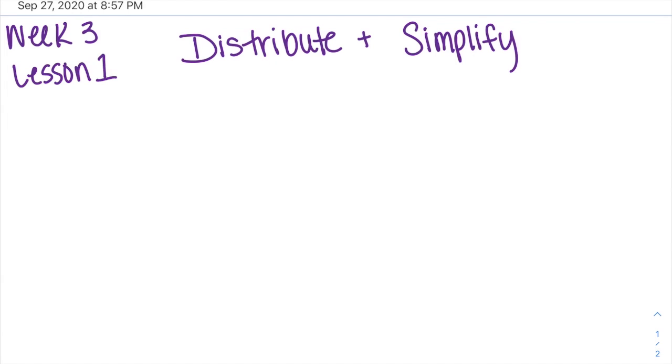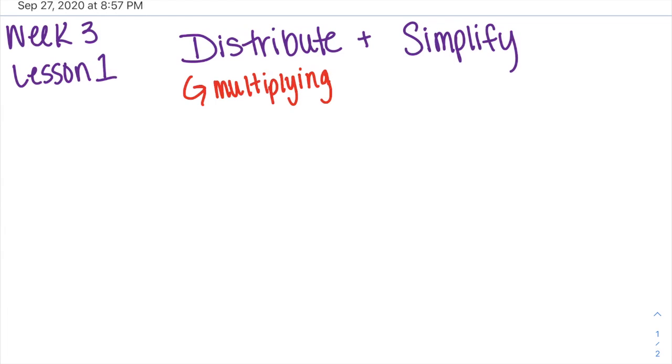I am here for kind of a part 2 of distributing. Today we're going to be distributing and simplifying. So the last lesson of week 2 was how to distribute. And distributing essentially is multiplying, except that we are using it when there is a number outside of a set of parentheses. And we're multiplying that number throughout the entire set of parentheses. So whatever is inside the parentheses is being multiplied by the number on the outside.